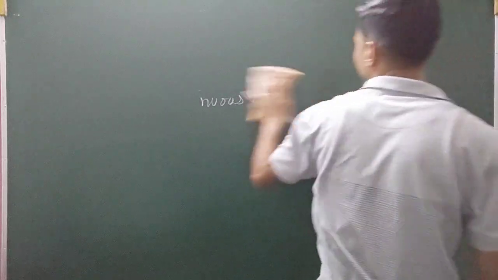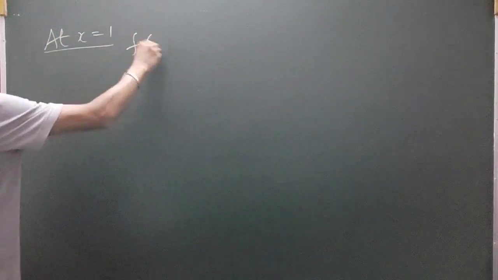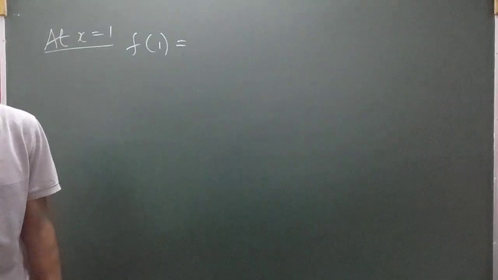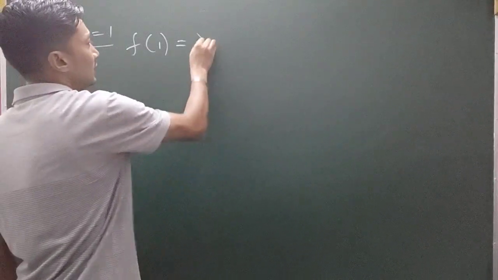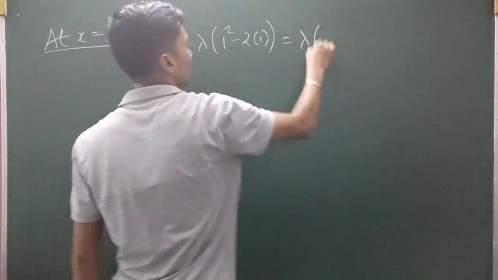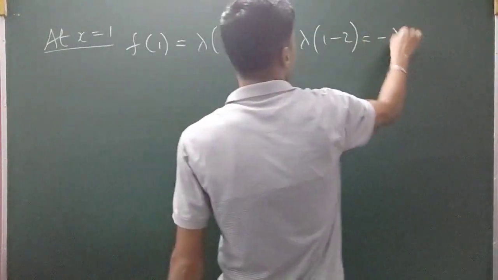Next we have to say, what about continuity at x equal to 1? We will check at x equal to 1. So f of 1. I'm not going to write down the function because I've already written it, so I'll just get it from the textbook. At x equal to 1, lambda 1 square minus 2 into 1, so that's going to be lambda minus 2.